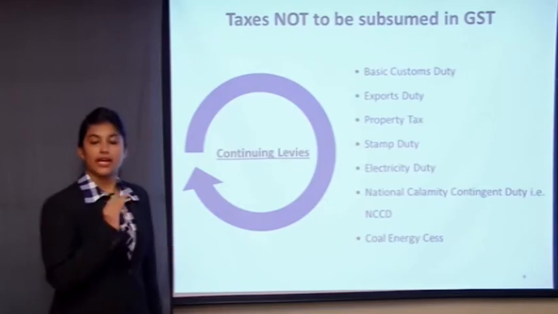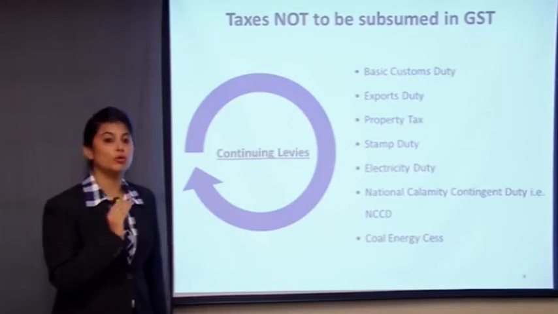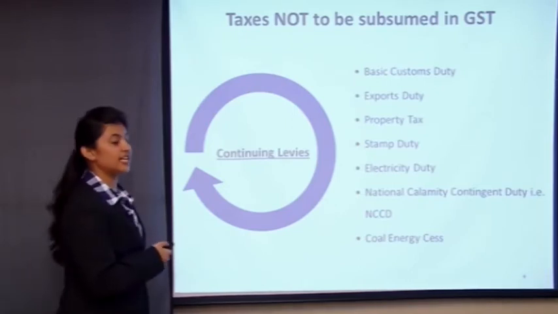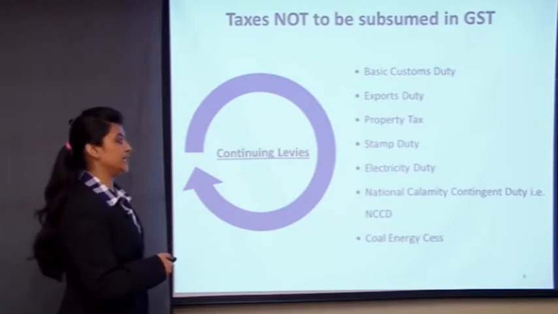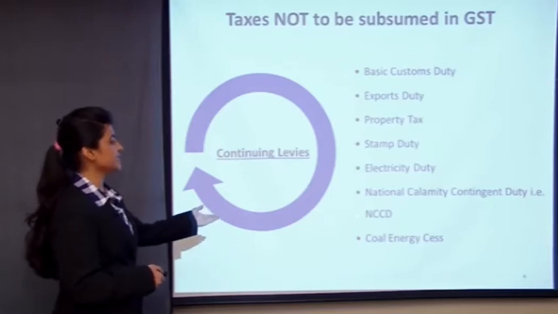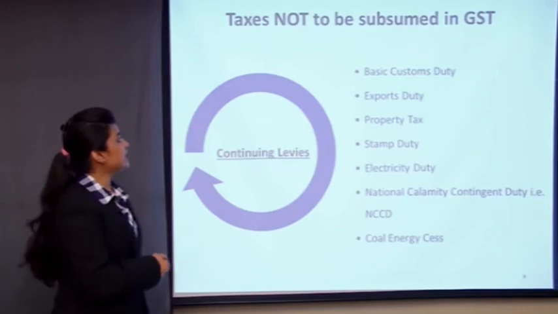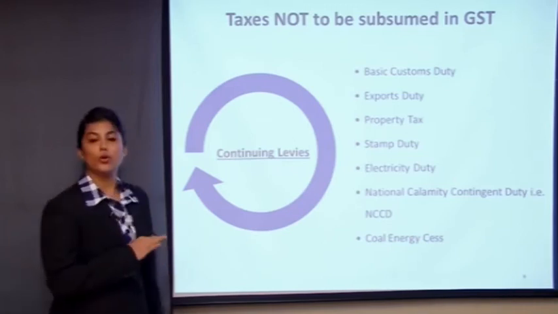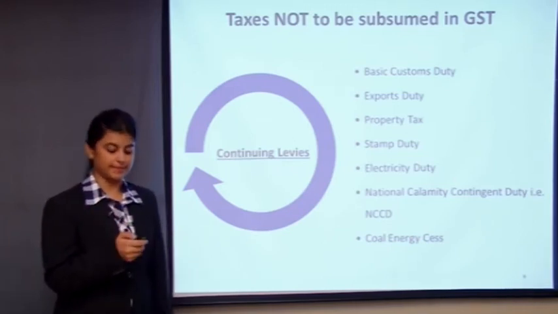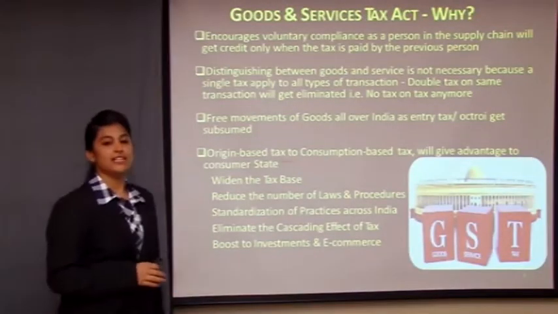Export duty, which you pay while exporting your raw material. Property tax on your property, stamp duty, electricity duty, national calamity contingent duty, that is called NCCD, and coal energy cess. These are the taxes which are not going to be included in the Goods and Service Tax Act. Why?